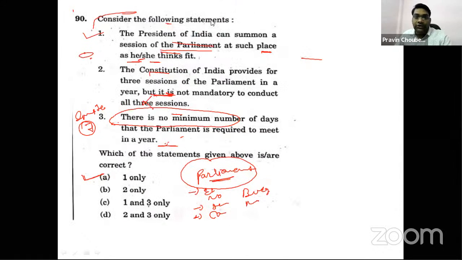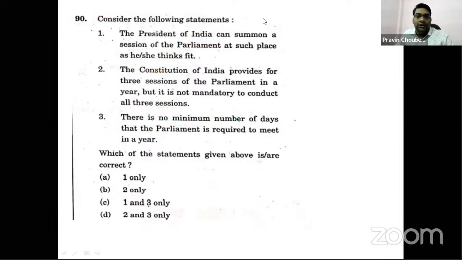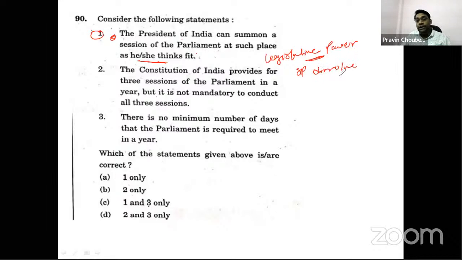Okay, next question. Again, this question talks about how the President of India can summon a session of the parliament at such place as he or she thinks fit. So the first statement is talking about the legislative power of the president. What are the legislative powers of the president? It means the president can summon both houses of parliament. The president can summon the joint sitting of the session of the parliament, where the Speaker is the chairman. So if you know this concept, the president has the power to summon a session of the parliament, prorogue it, and also dissolve the Lok Sabha. The president has the power to dissolve the Lok Sabha before completion of its tenure.